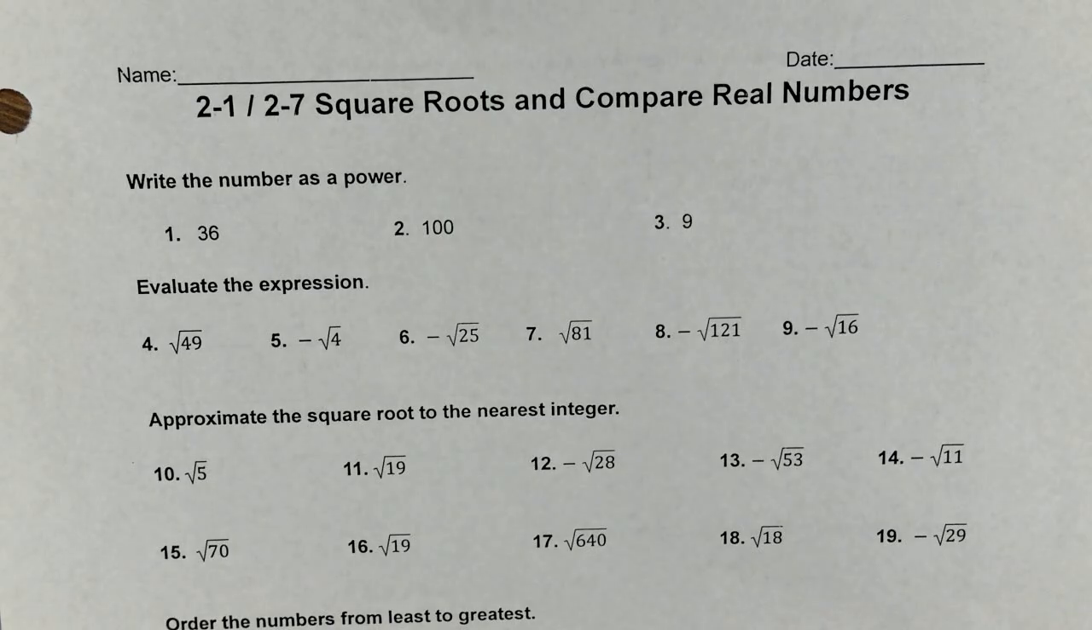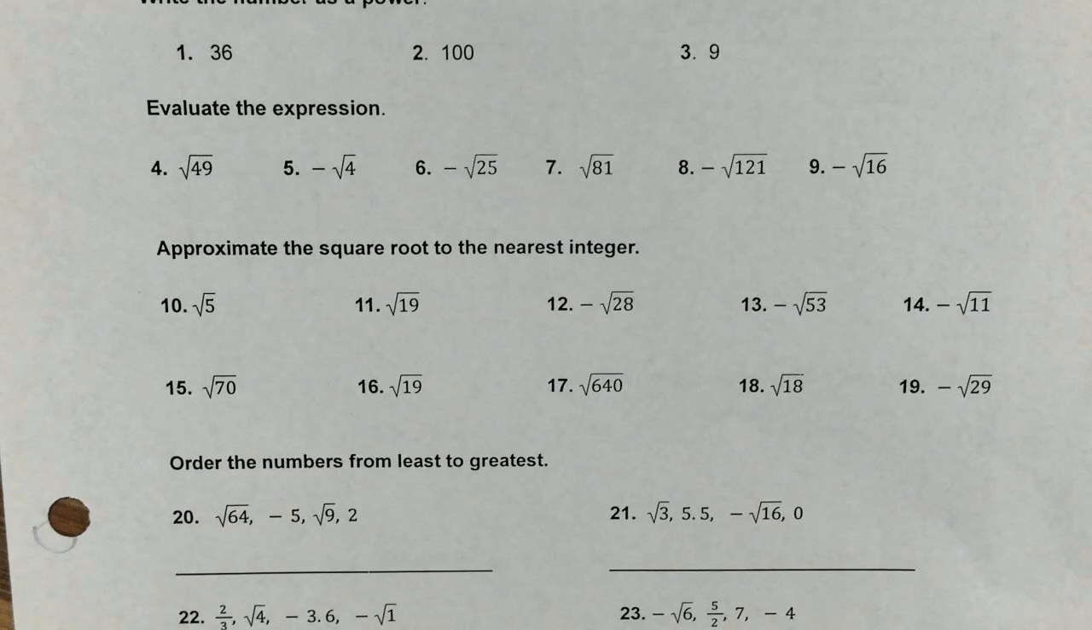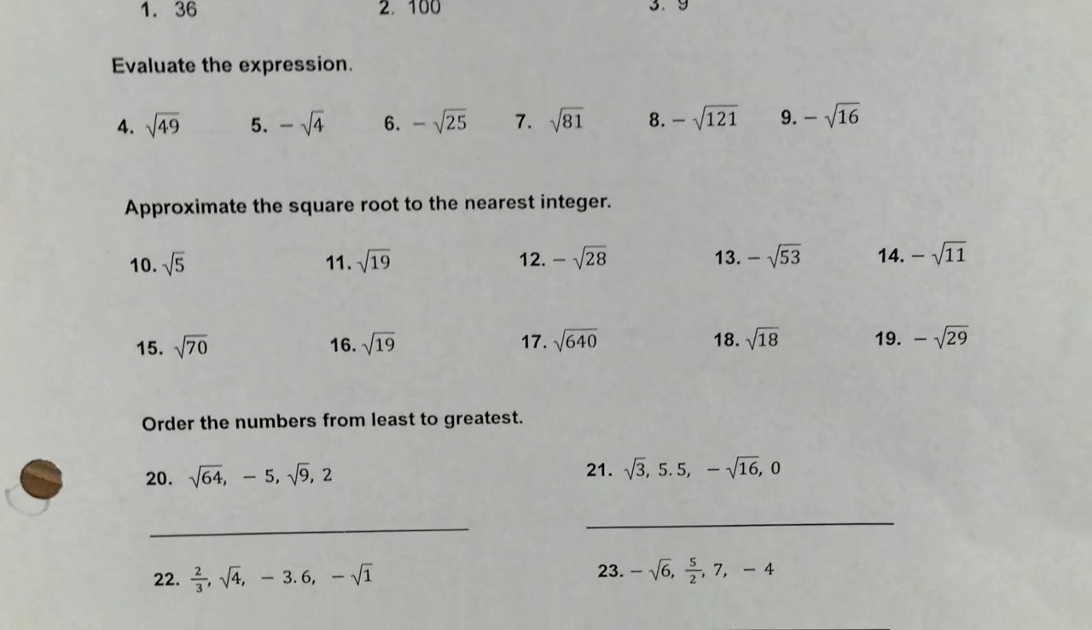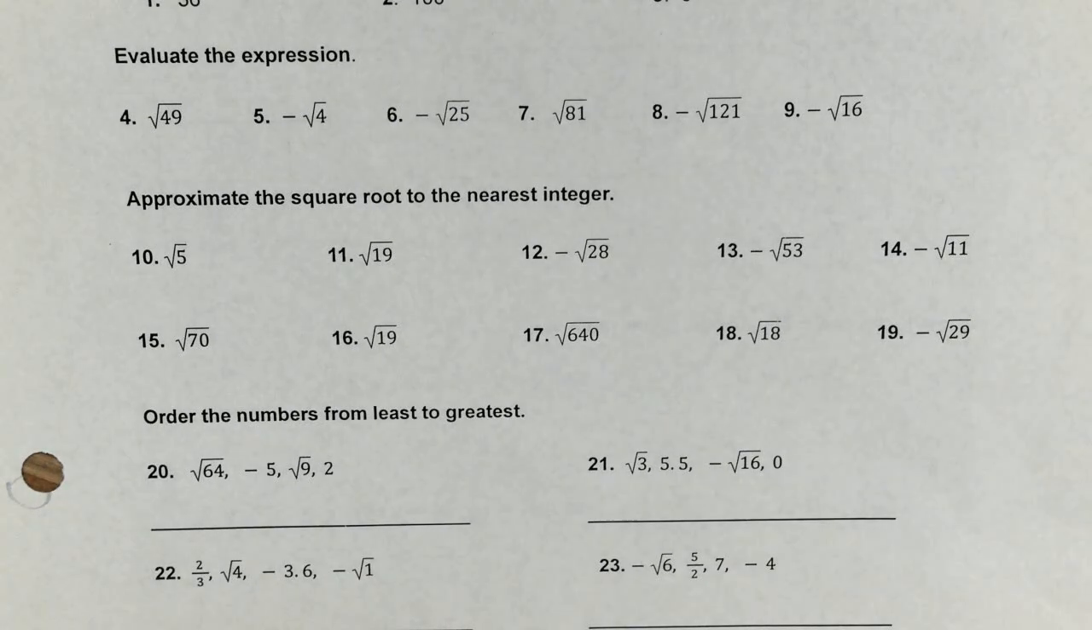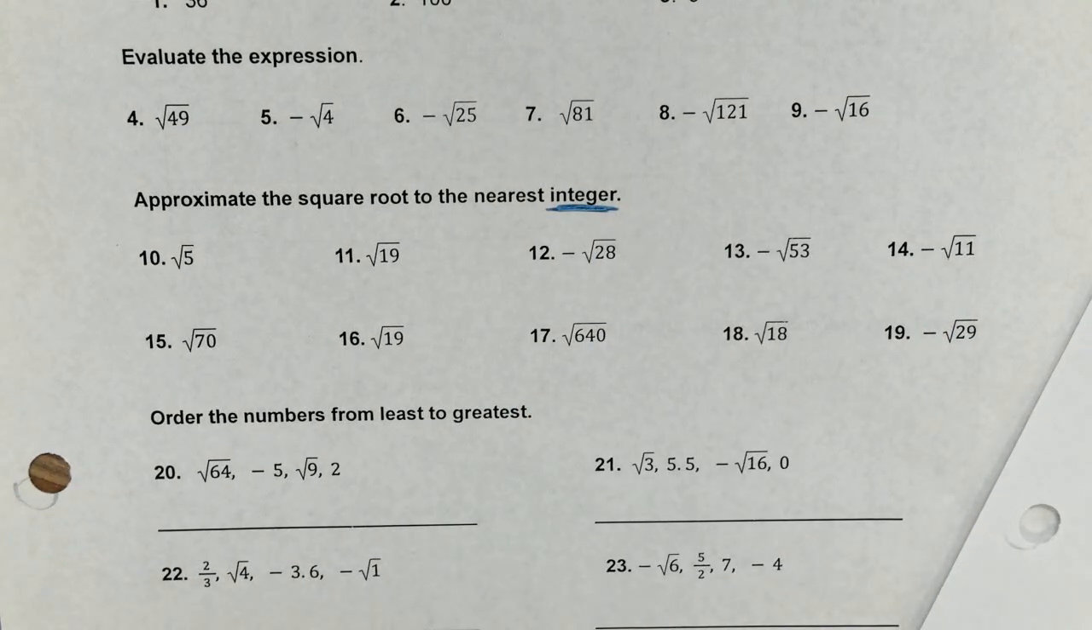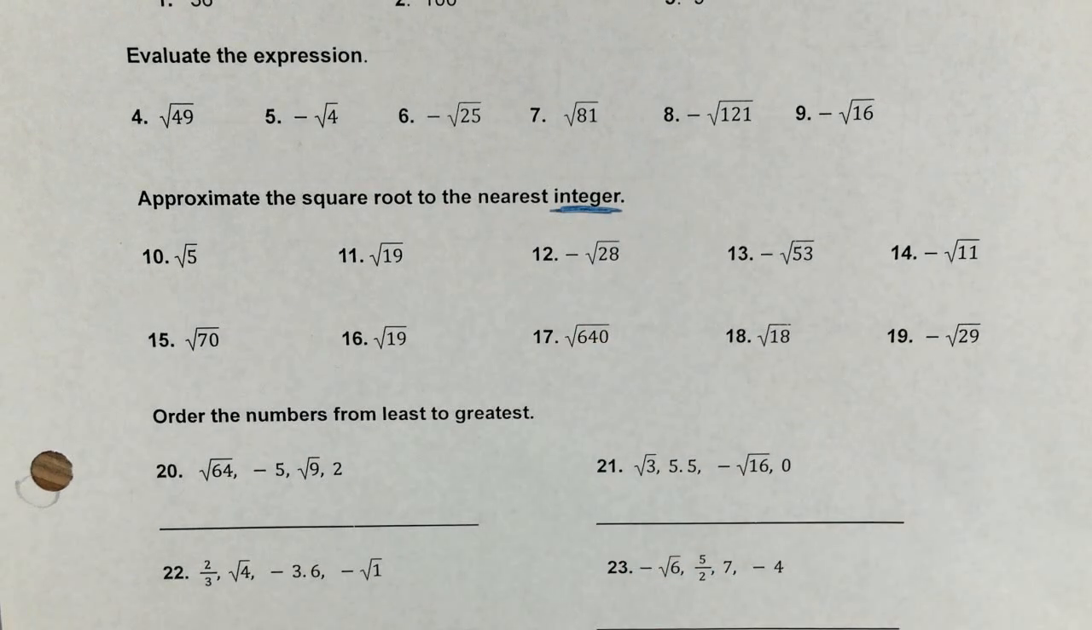Okay, 4 through 9 says evaluate the expression. That means just put it in your calculator. 10 through 19, now this one is specific. It says approximate the square root to the nearest integer. If you round to the tenths or hundredths or thousandths, it's wrong. An integer is a whole number, either positive or negative, so you're rounding to the ones place value.